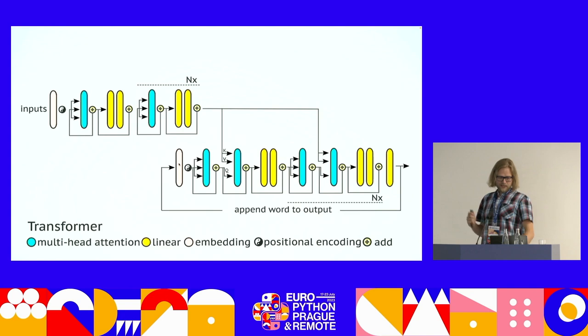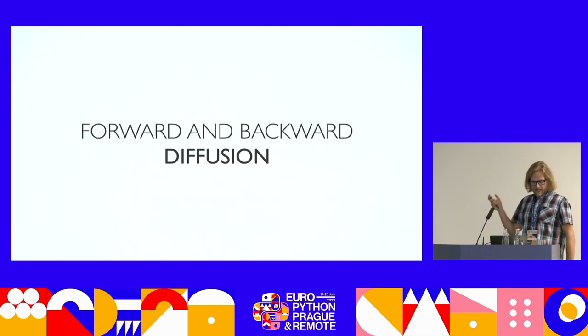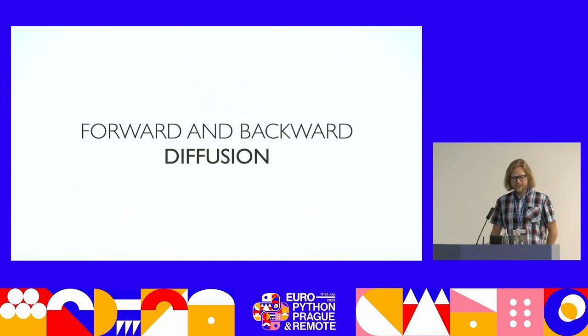So that's how the transformer, that's how GPT and the other powerful neural network models work internally, with grossly simplified math, of course. I'm coming to the end of my presentation slowly, and now it's time to talk about the diffusion models.